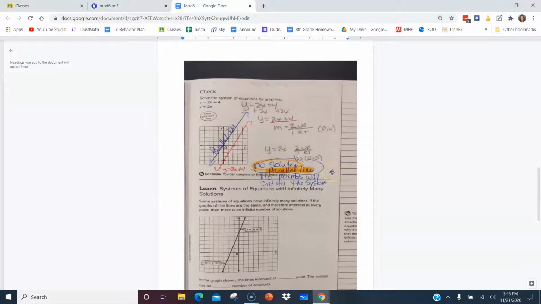So in this case, for this check, I have y minus 2x equals 4. I added 2x to both sides, so I get y equals 2x plus 4. The slope is m equals 2, so I go up 2 and right 1 from the intercept, which is 0, 4. Now, the other graph is y equals 2x.